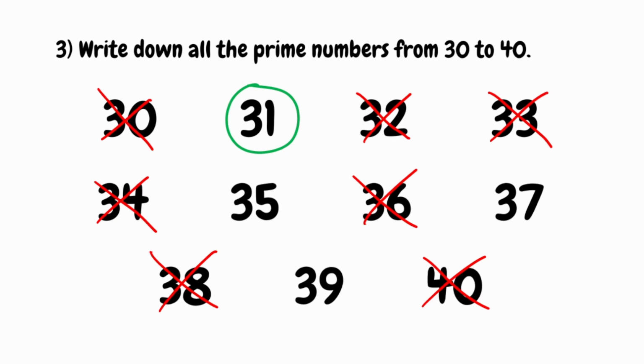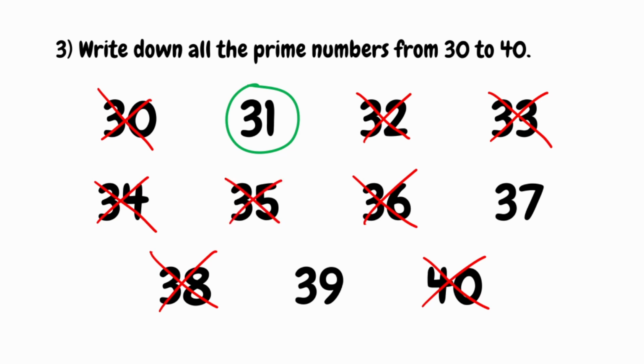So then looking at the factors of 35, well, we can do 1 multiplied by 35, but 35 is also in the 5 times table. We can do 7 times 5 to get 35. So that would have more than 2 factors, so 35 would not be prime.